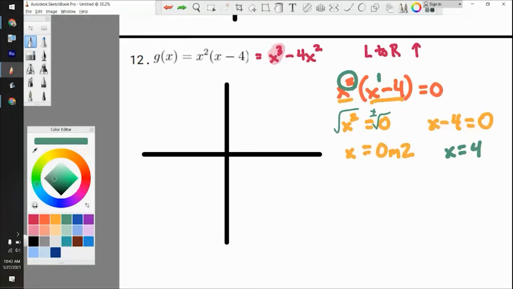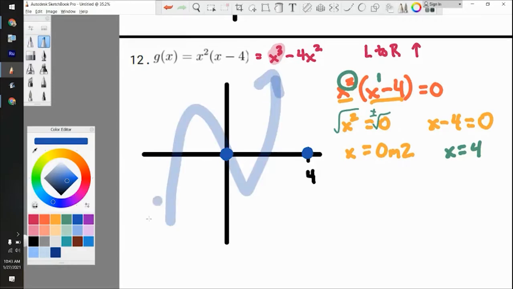So let's graph them. Here we go. 0. And let's just say this is 4 over here. 4. I'm graphing that. Okay. Now, if you remember before, I said the graph should look something like this. Okay. But it needs to be a little bit more exact because it needs to go through these dots. Okay. You need to connect the dots.